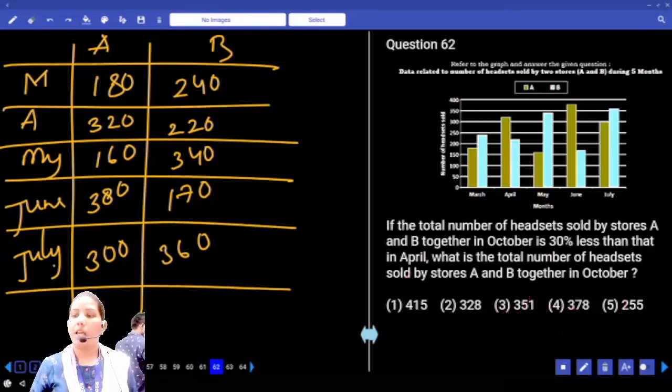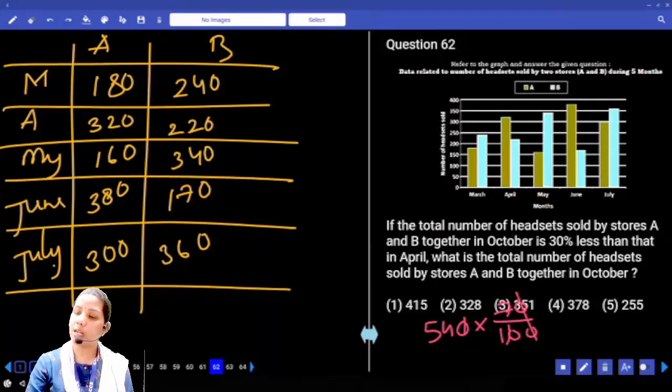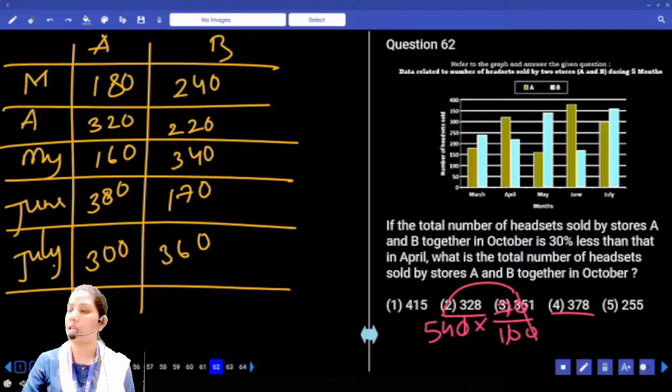Next 62. If the total number of headsets sold by stores AB together in October is 30% less than that in April, what was the total number of headsets sold by AB together in October? We have the information from March to July only. Your question is about October. October relation is compared to April. What is April together? 540. Compared to 540, it is how much percentage less? 30% less means it is only 70%. Zeros cancel. What is 7 4's value? 7 4's 28. So answer must end with 8. Second option and fourth option also. So 350 plus 28, 378. Fourth option is the answer. Fourth option 378.